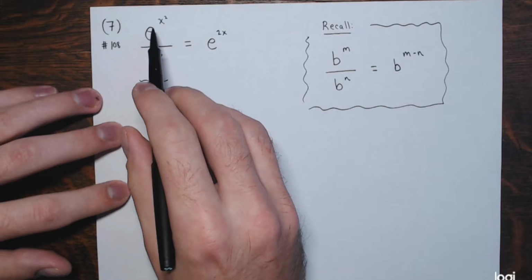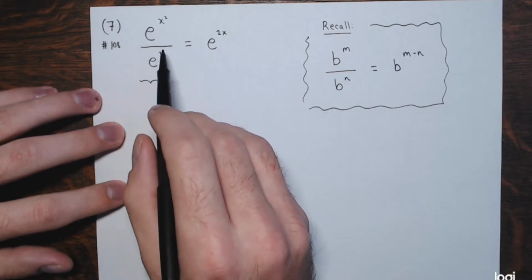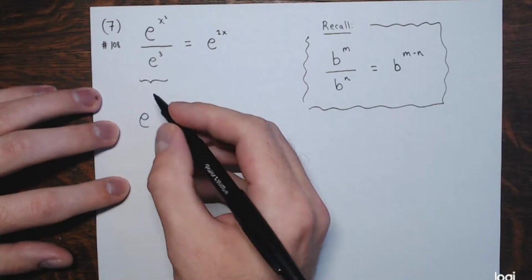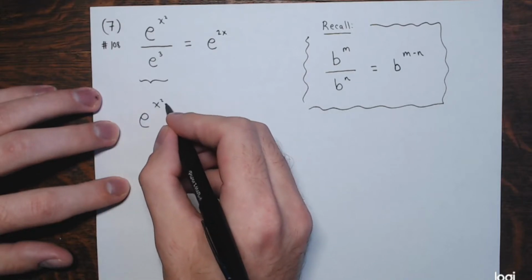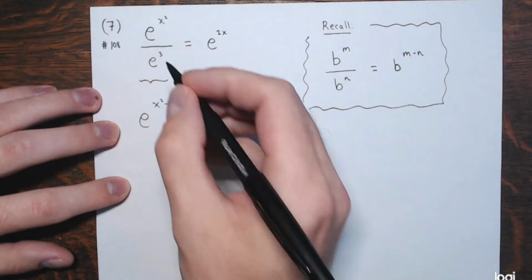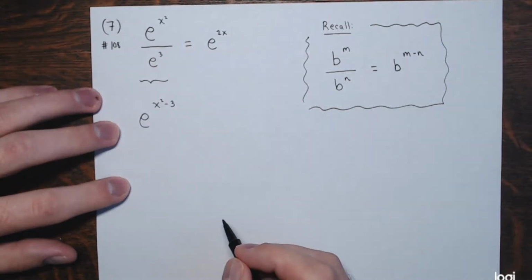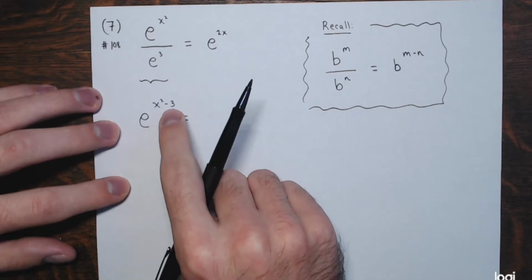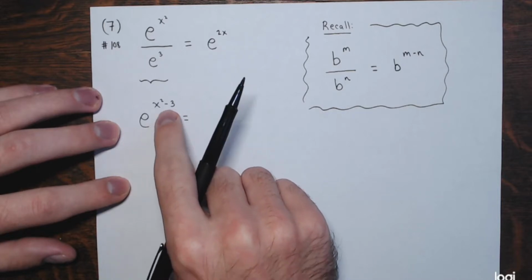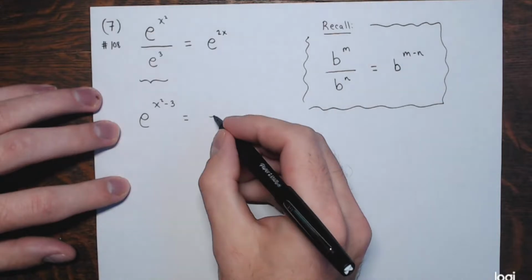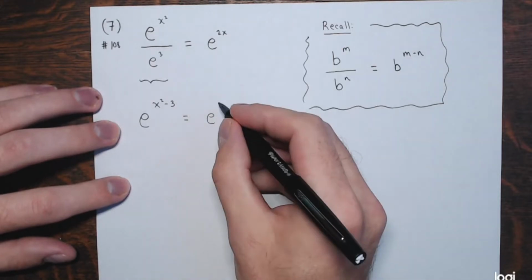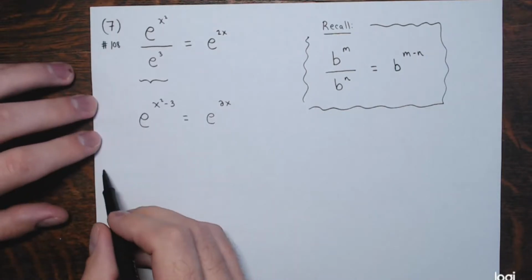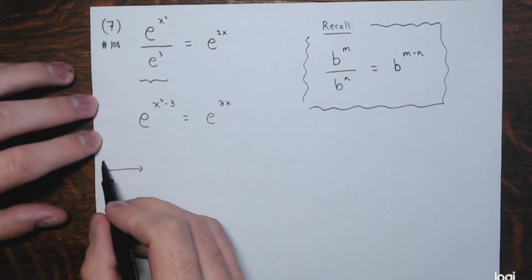e to the x squared power divided by e to the 3rd power would be e to the x squared minus 3 power. Numerator exponent minus denominator exponent. So now I have what I want, a single base to a power on the left, and I already have a single base to a power on the right. And now I can apply that one-to-one property.